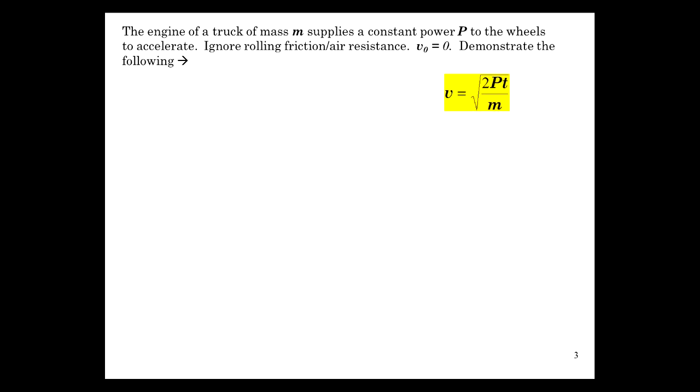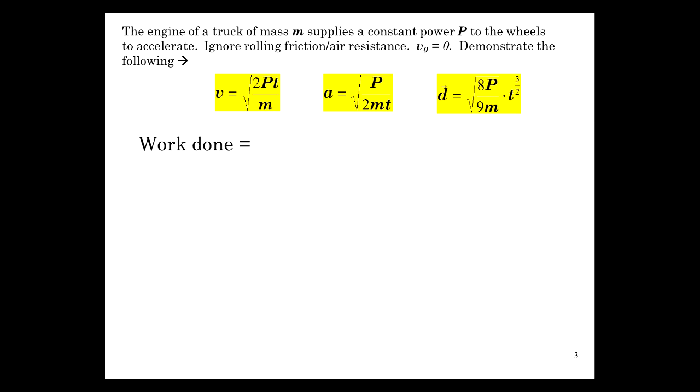In this example, we're going to have a truck engine supplying a constant power P to accelerate the truck. We're going to ignore rolling friction and air resistance, starting at zero velocity, and demonstrate that the following conditions hold true. Here's the speed at any time. The acceleration is a function of time, and the displacement is a function of time. Now, just looking at those, it looks like that might be a tall order to demonstrate, but it really won't be. Consider that work done is delta K, the work energy theorem.